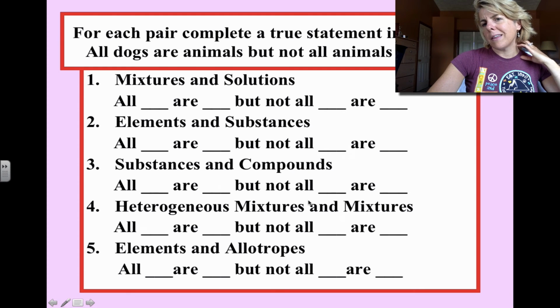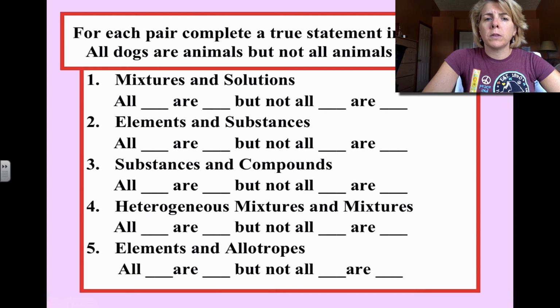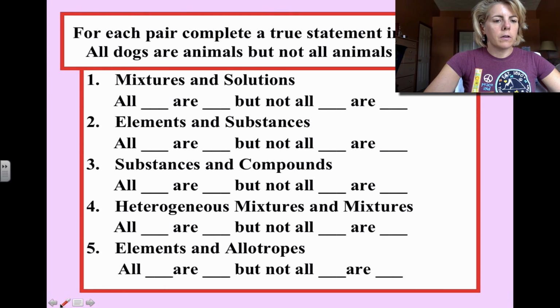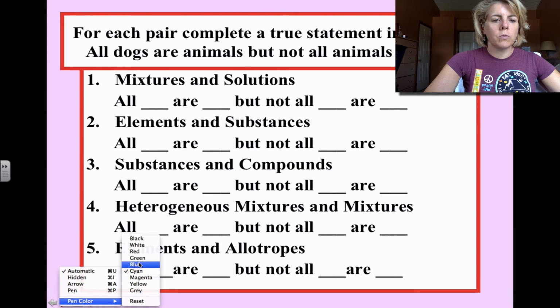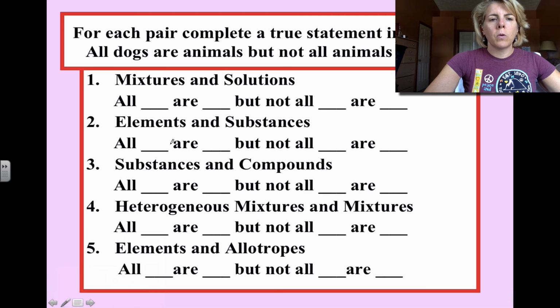Okay, so this is the last activity that I'm going to have you do with this video. And I'll do the first 2 and then you're going to do the last 3 by yourself. So notice that with this activity here, we're trying to make up a true statement. So if you look at the top here, it says all dogs are animals, but not all animals are dogs. Now we're going to go down to mixtures and solutions. So you're going to choose which word goes first in each blank.